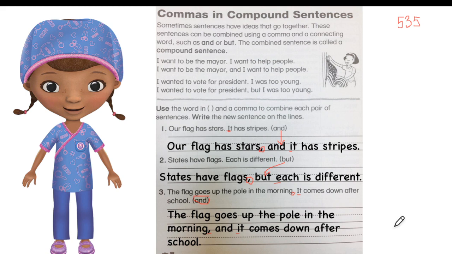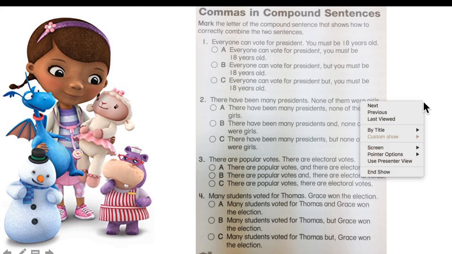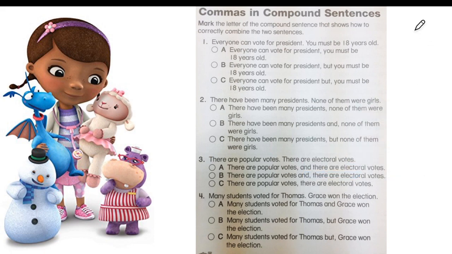If you need the time to write the sentences nicely and neatly, you can pause the video and then you can continue later because I'm moving on to the next page. Everyone, the next page will be page 540, please. 540, please. 540. Ready?